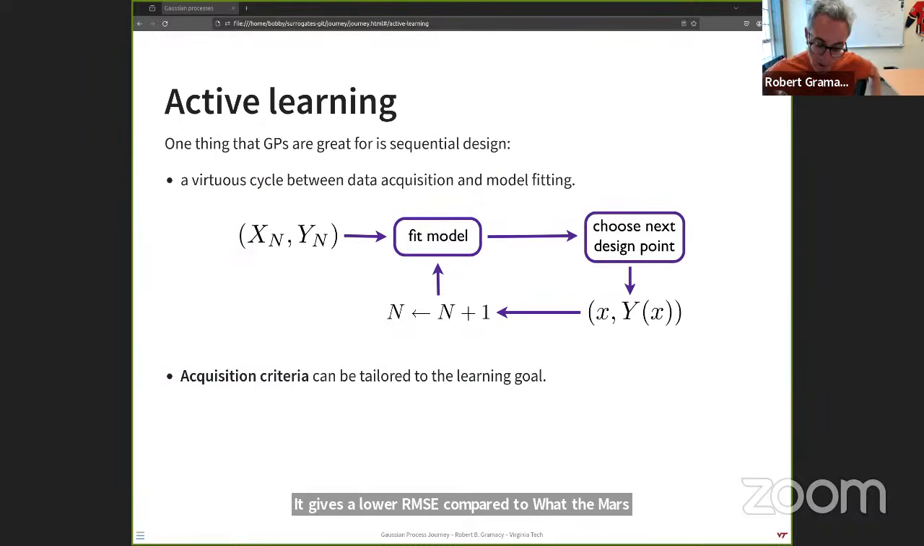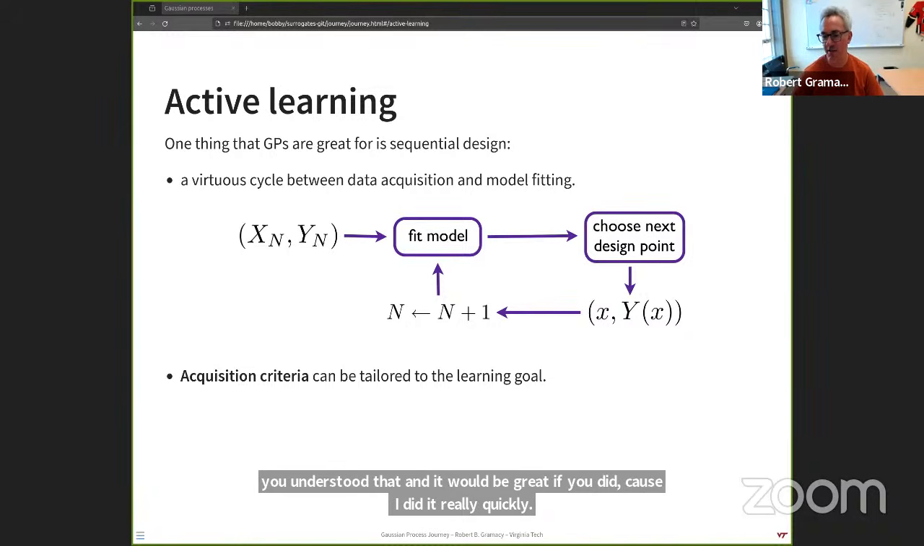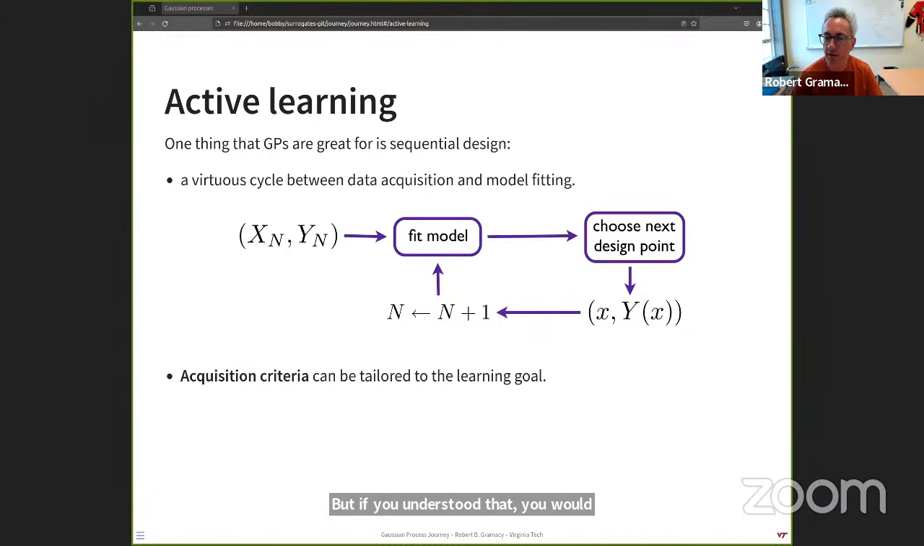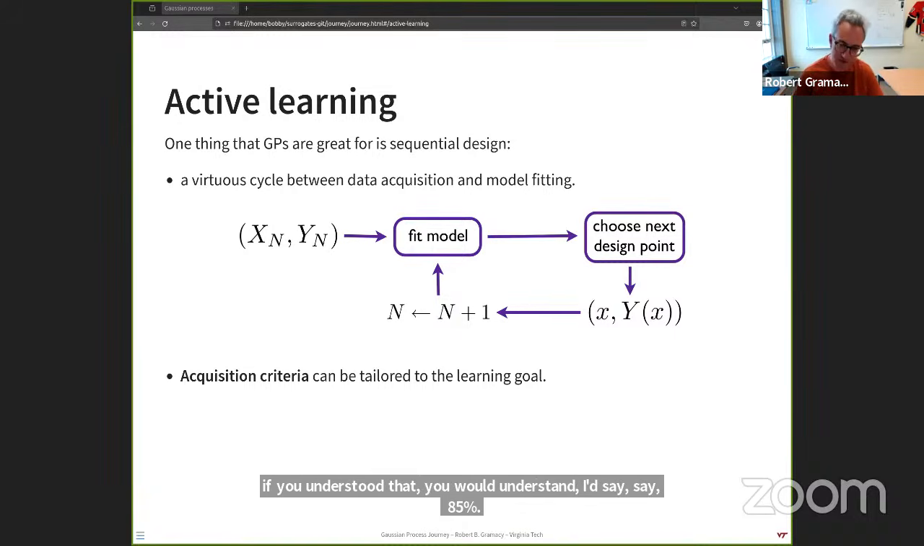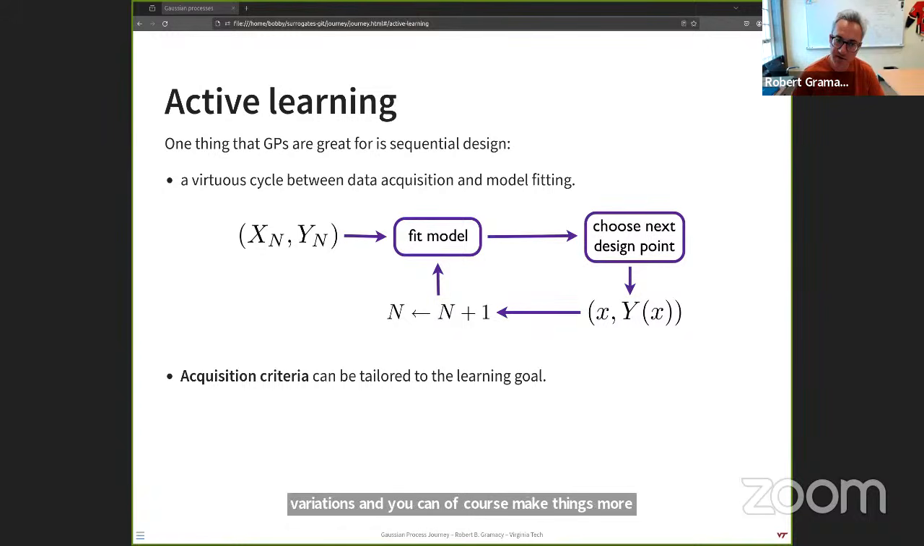All right, so that's the overview. I think, if you understood that, and it would be great if you did, because I did it really quickly, but if you understood that, you would understand, I'd say 85% of Gaussian process regression. There are some variations, and you can, of course, make things more complicated, but that's the gist of it. And now I want to tell you about my favorite thing that you can do with a Gaussian process, and that's design an experiment sequentially, or what the machine learning community calls active learning.